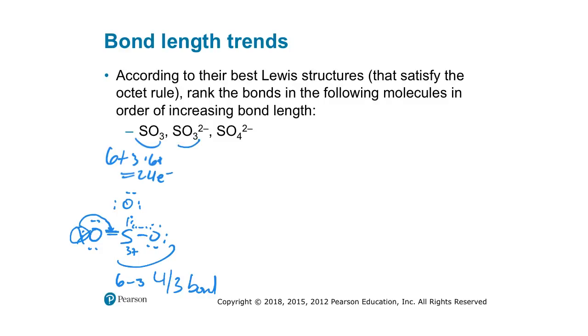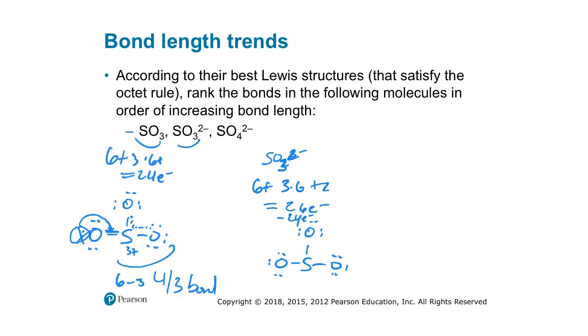Now, SO3 2 minus, put that backwards. So that would be 6 for sulfur, 3 times 6 for O, plus 2 for the charge. So that's 18 plus 8, that's 26. So that's going to be a central S, and the O's satisfy their octets. That's only 24 electrons, so there's 2 left over. Let's put them on sulfur, the only place for more electrons. So leftover electrons go on the central atom.